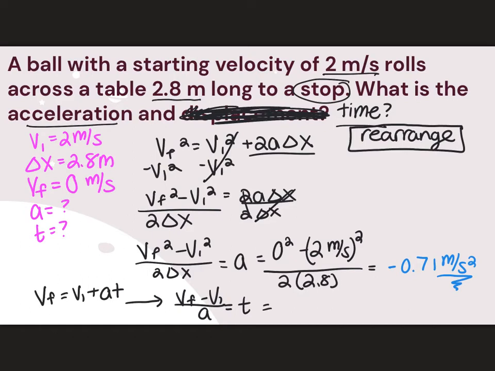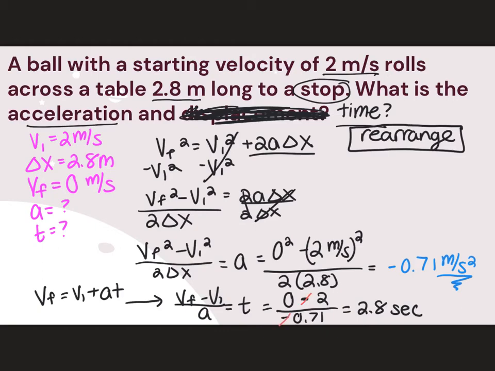From there, I can plug in VF is 0 minus 2 over my acceleration I just found, which you'll notice is negative, and this is going to be really important to us. I get 2.8 seconds. Why is this so important? My negatives cancel out. I cannot have a negative time. That makes no sense. This is how I solve for this problem.